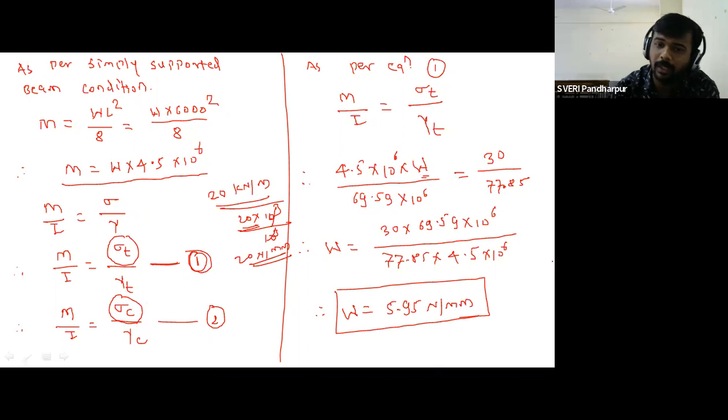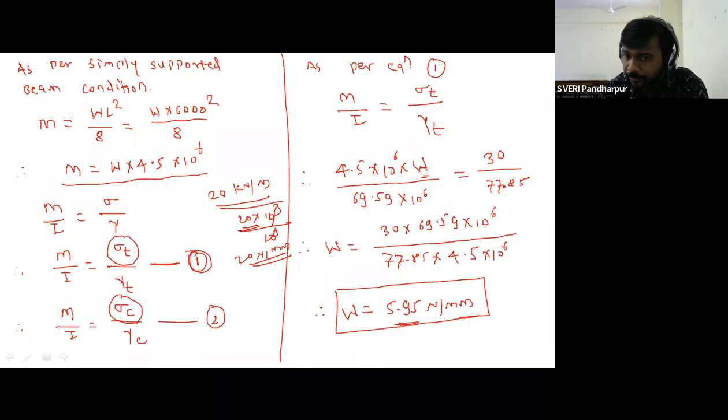Okay, now W is calculated. Now we have to calculate the other bending stress, that is sigma C. So how is it to be calculated? Now you have to compare equation number 1 and equation number 2. Equation number 1 is M upon I is equal to sigma T upon YT, and equation number 2 is M upon I is equal to sigma C upon YC. If their left hand sides are equal, then the right hand sides also become equal.